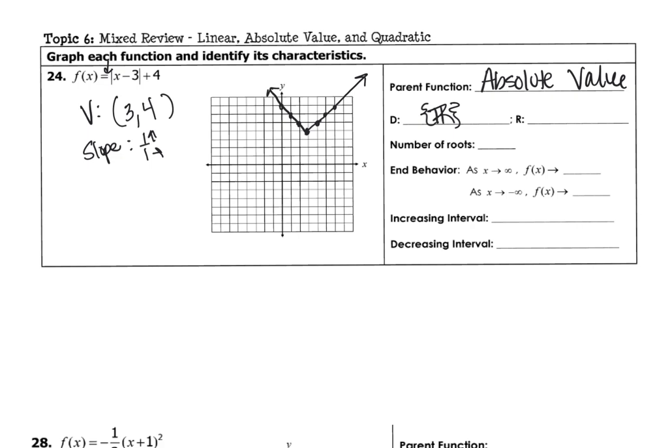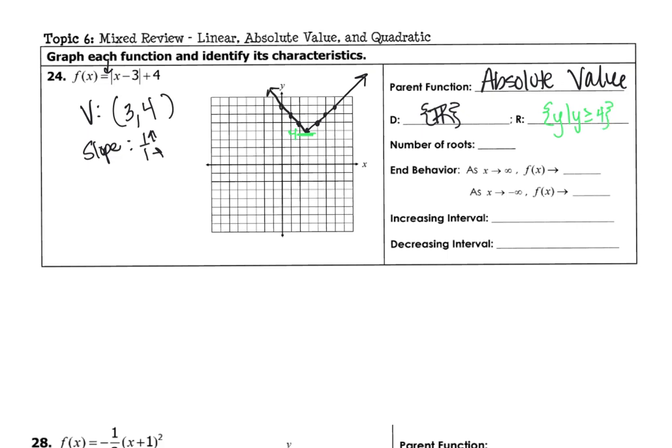Our range, we're looking for our lowest value or our highest value. This one had a lowest, a minimum, and our lowest y value was 4, and we're moving above 4. So for our range, all the y's such that y is greater than or equal to positive 4.